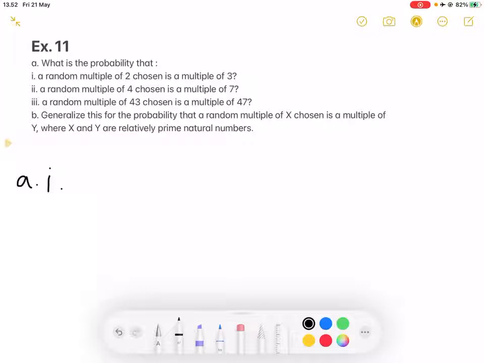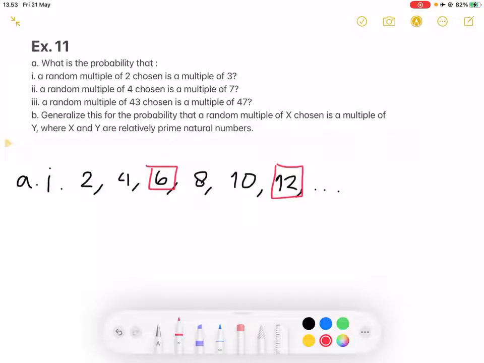We can write the first several multiples of 2. So it'll be 2, 4, 6, 8, 10, 12, and so on. I'll perhaps stop here. And notice the multiples of 3 here will be 6 and 12. And the thing that you can infer from this is that the multiples of 3 in the multiples of 2 occur 1/3 of the time. So it will occur once every 3 multiples of 2.